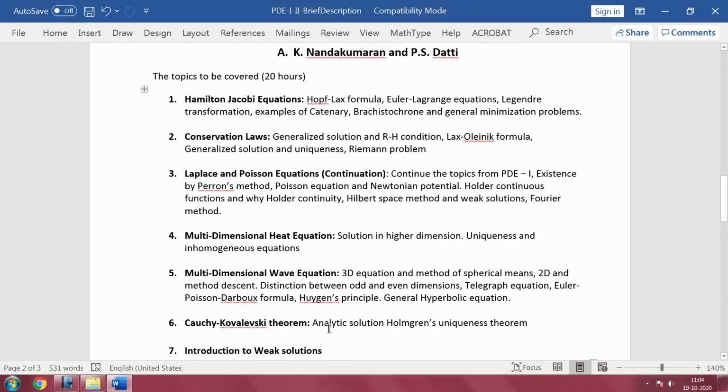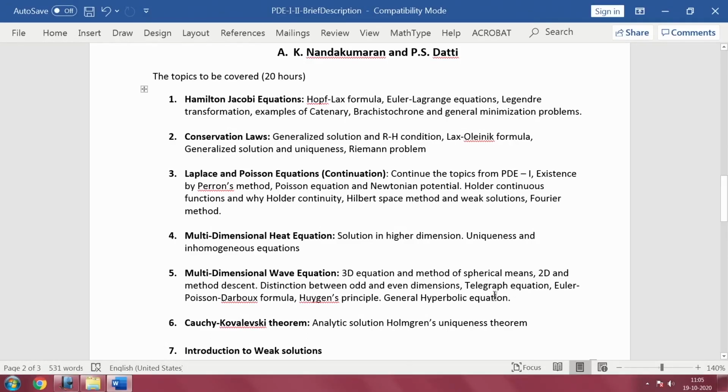We try to study one of the classical existence theories, what is called the Cauchy-Kovalevskaya theory. Maybe we will introduce the concept of analytic functions and then analytic solutions with analytic coefficients, Holmgren's uniqueness theorem, and probably a little more. If time permits, we will do the fundamental solutions of general differential operators.